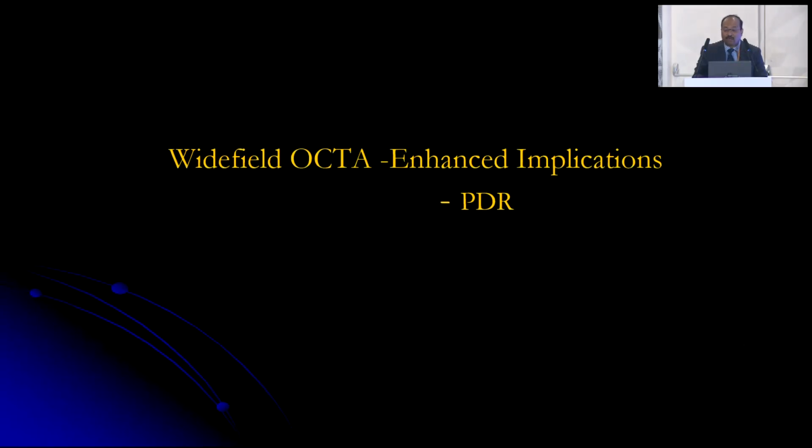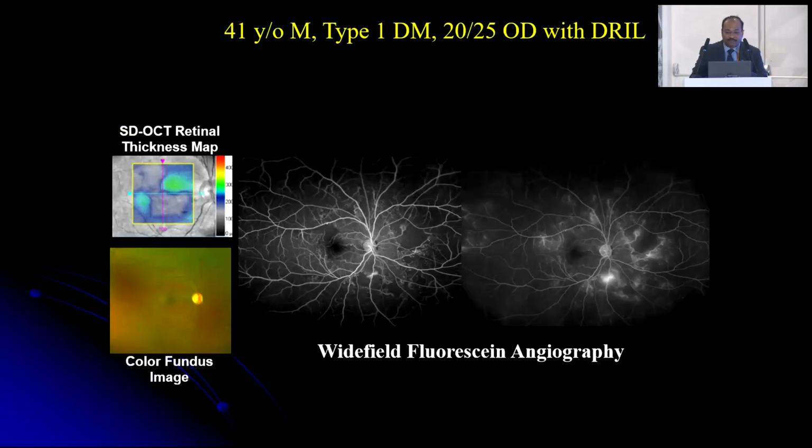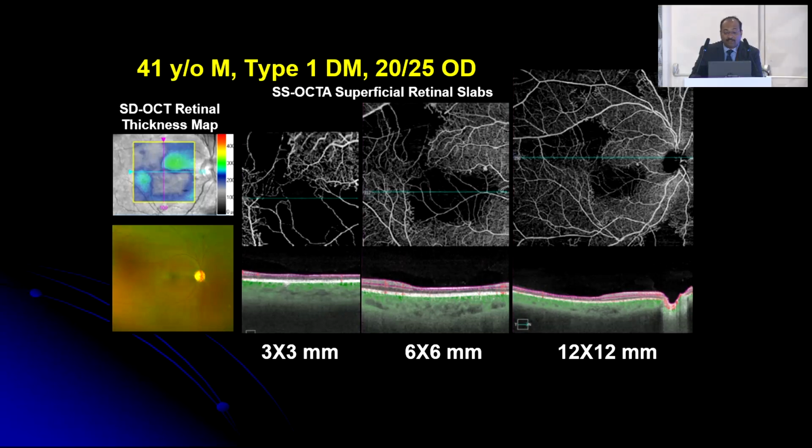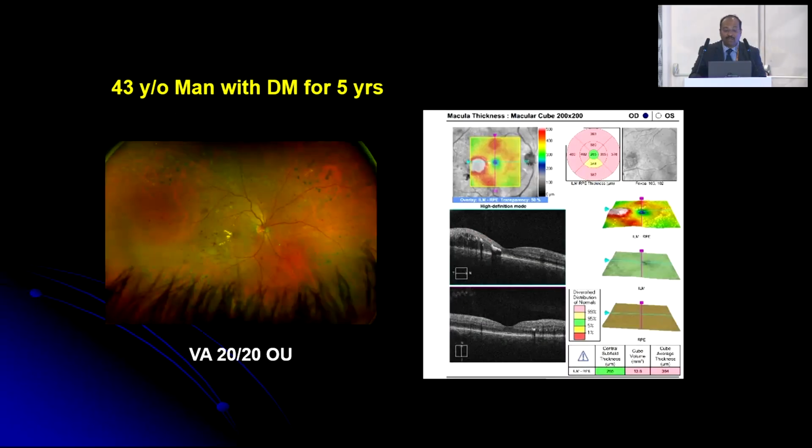Okay, now Widefield OCTA, the enhanced implication for PDR. Anand showed that OCTA FAS dysmorphia and DMI correlated very well with increasing peripheral capillary non-perfusion. And just a few examples to wind up. Widefield fluorescein angiography here, an example, you see retinal thinning there. And like we talked about the different scans, you can see it in the 3x3. But as you go further, you are seeing more and more of the retinal thinning correlating very well to the ischemia in the periphery also.